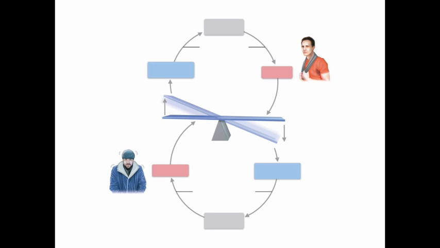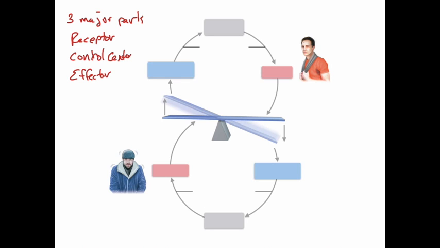Regardless, a control system or a control mechanism has to have some major parts. There are three major parts to a control mechanism. There has to be a receptor, there needs to be a control center, and there needs to be some sort of effector.